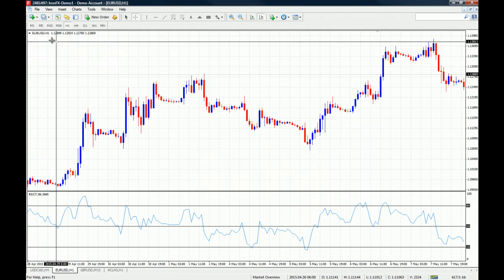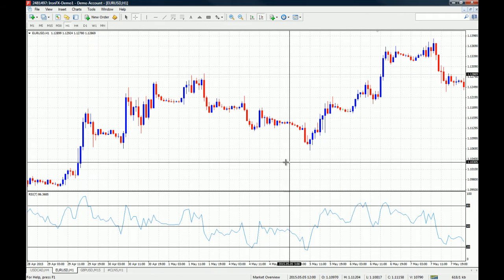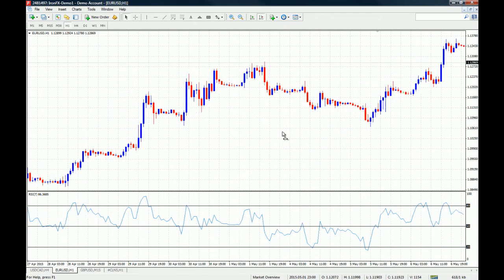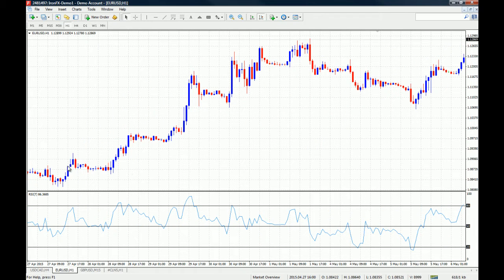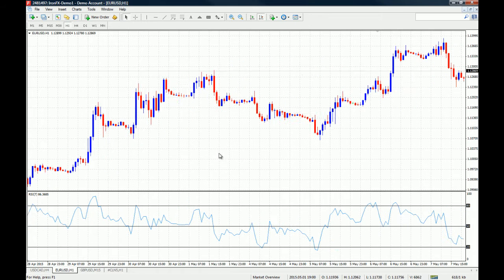So here's the 1 hour Euro US dollar chart, and the first thing you need to look for is the market direction. You can see that we are making higher lows and higher highs, which means that we are in an up structure, or the market is going up. So we are going to look to buy this market, which means that we are only going to look for setups to buy call options.